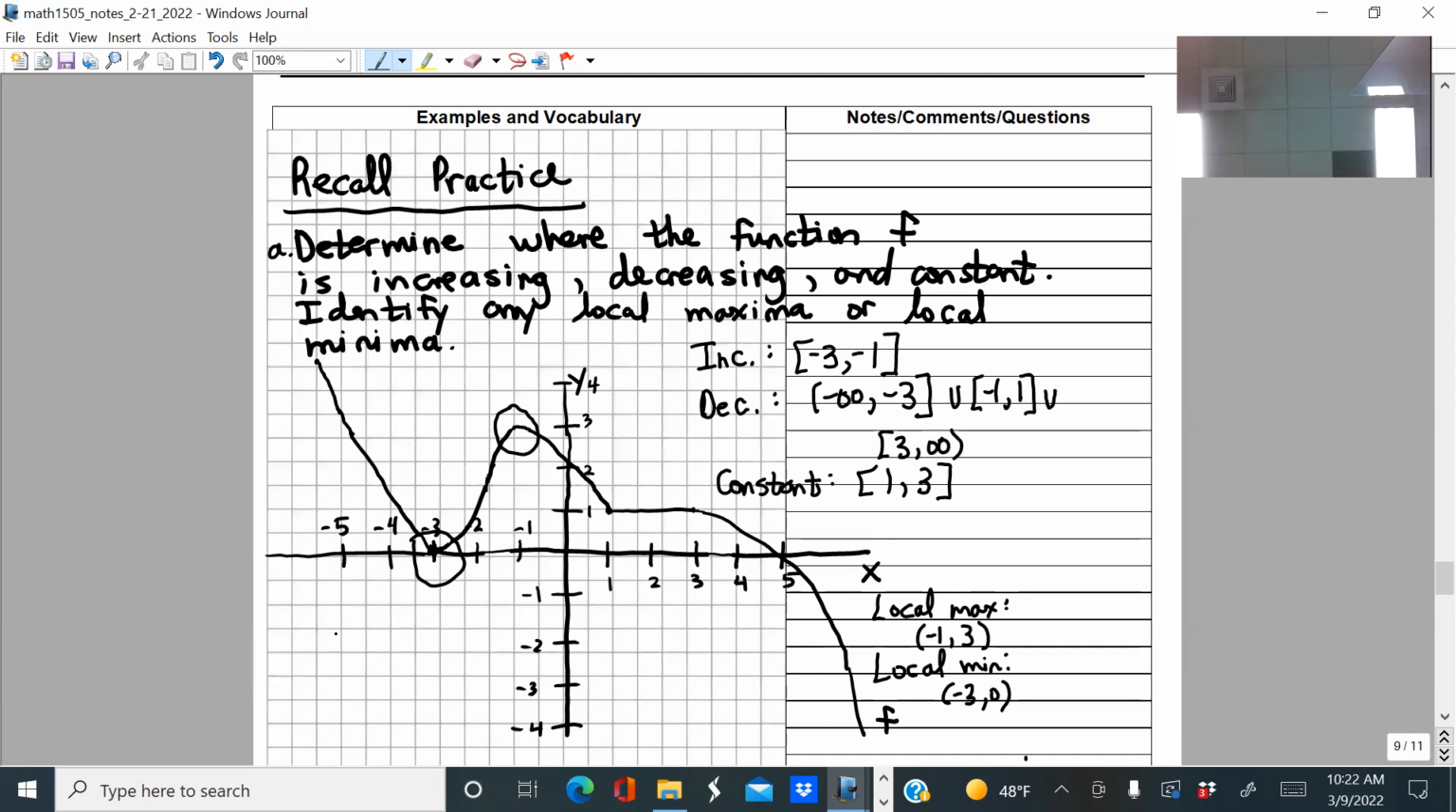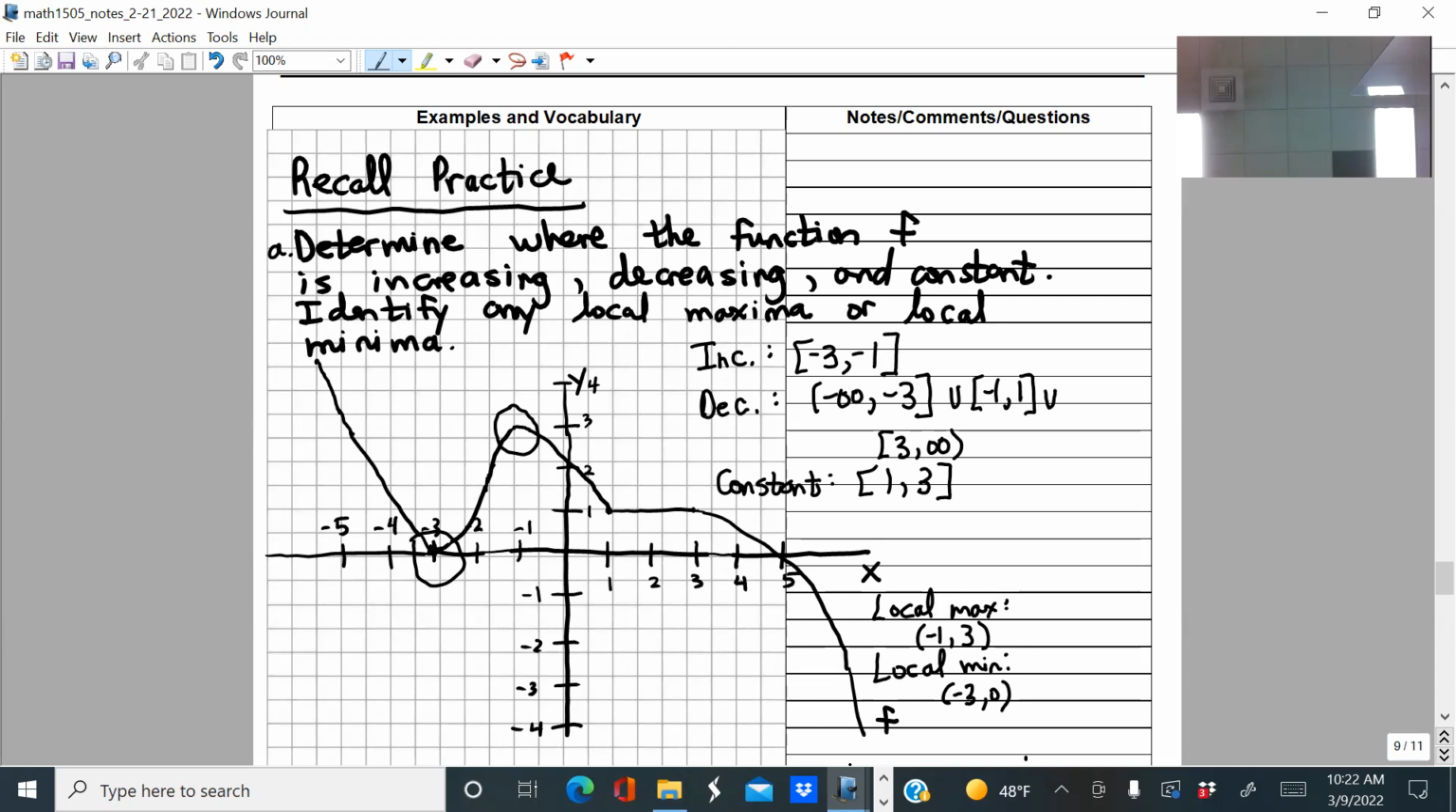But again, not an absolute minimum, because 0 is not the lowest possible y value, because over here on the far right, eventually the graph goes below 0 on the y-axis. So this is only a local minimum value, not an absolute minimum value.